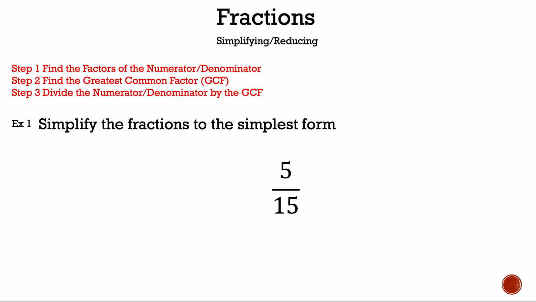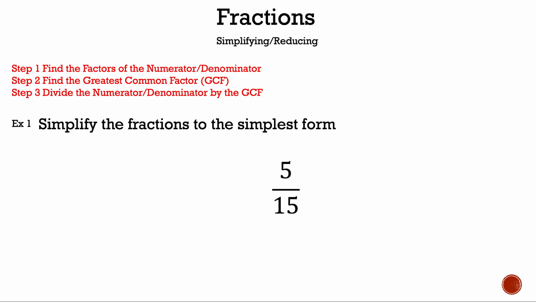Now let's take a look at the steps to be able to reduce and simplify a fraction. Step 1, find the factors of the numerator and denominator. Step 2, find the greatest common factor, the GCF. And step 3, divide the numerator and denominator by the GCF.